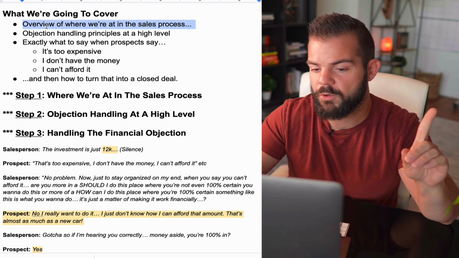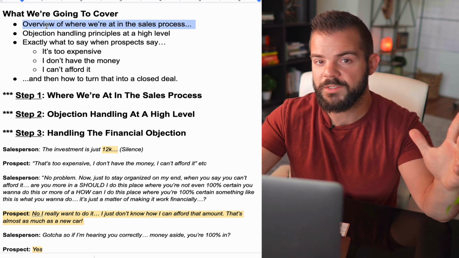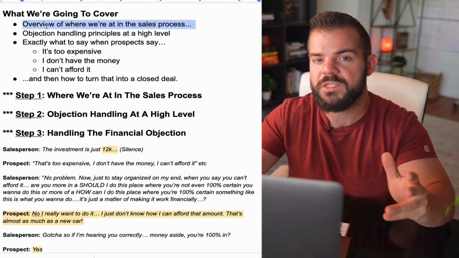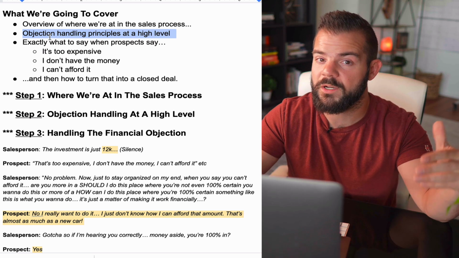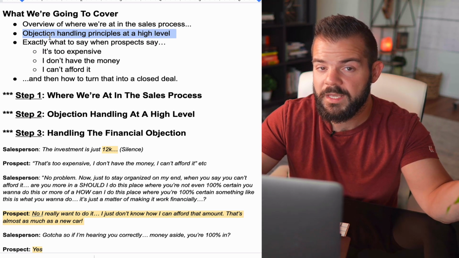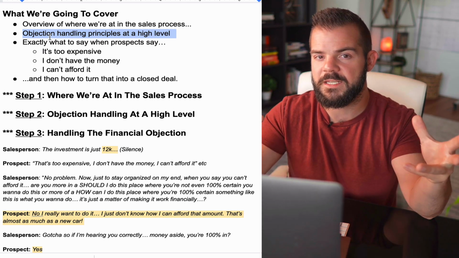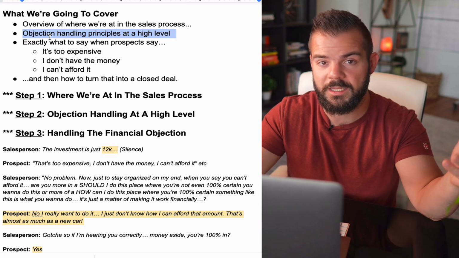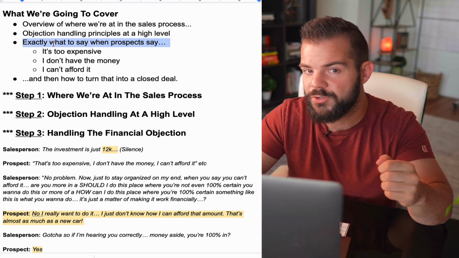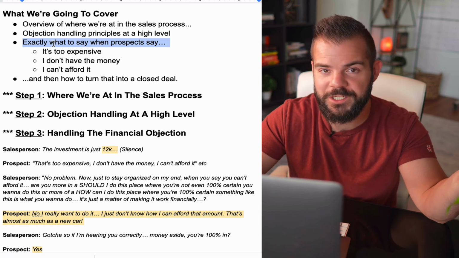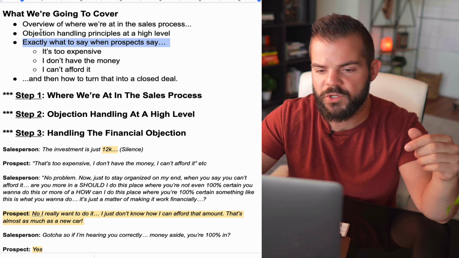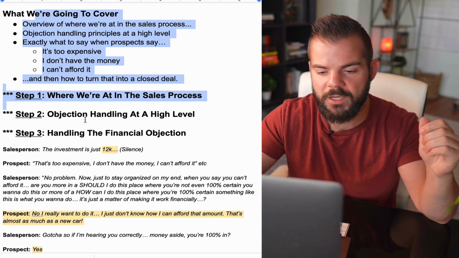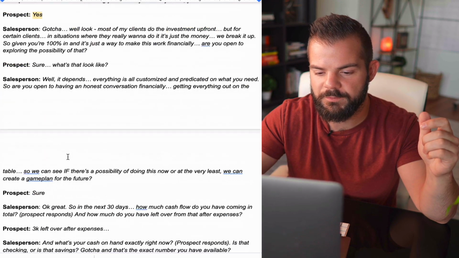So we'll flip over to my screen here, and you'll see first we're gonna go over just kind of an overview of the sales process at a 30,000 foot view, just so you can see where we are. And then we're gonna go over objection handling principles at a high level, because part of handling the financial objection really well is just understanding how it fits into the bigger picture of objection handling itself. And then we'll get into the juicy, exactly what you say when they say, I don't have the money, it's too expensive, I can't afford it, and so on and so forth. So I'm gonna be going through this Google Doc during this training, and we're gonna go through some scripting here, as you can see.